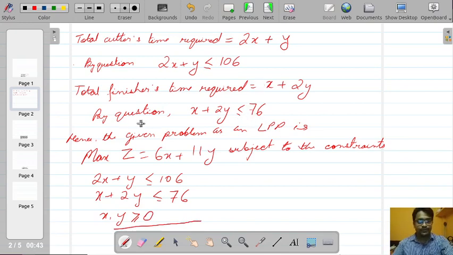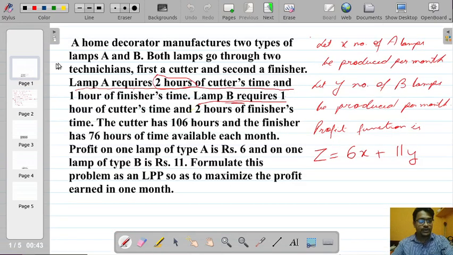Okay, so I hope this is clear. Right, let us read the question again. A home decorator manufactures two types of lamps, A and B. Both lamps go through two technicians, first a cutter and second a finisher. Lamp A requires 2 hours of cutter's time and 1 hour of finisher's time. Lamp B requires 1 hour of cutter's time and 2 hours of finisher's time. The cutter has 106 hours and the finisher has 76 hours of time available each month. And profit on one lamp of type A is 6 and on one lamp of type B is 11.